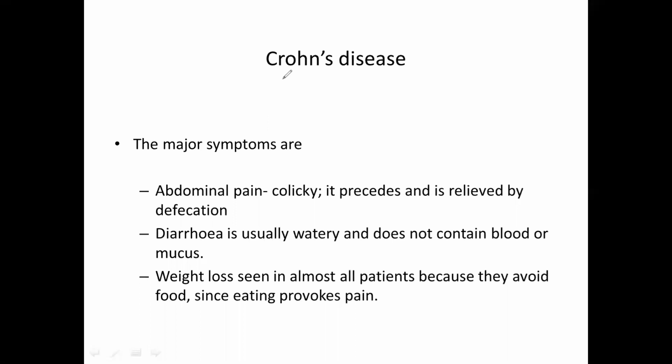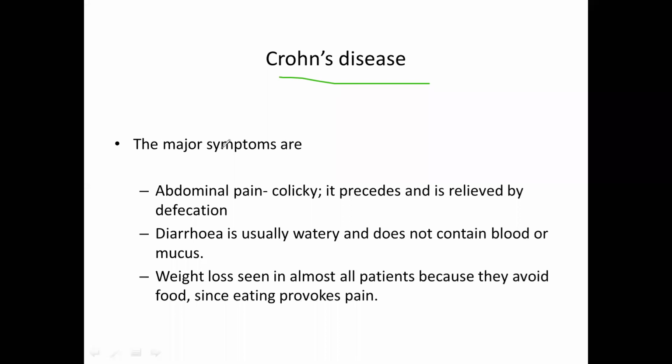The next part is Crohn's disease. In Crohn's disease, the major symptom is abdominal pain, which is colicky in nature, and it precedes and is relieved by defecation. So remember this: in ulcerative colitis, abdominal pain was not prominent, there was mere abdominal discomfort. While in Crohn's disease, you will get colicky abdominal pain.